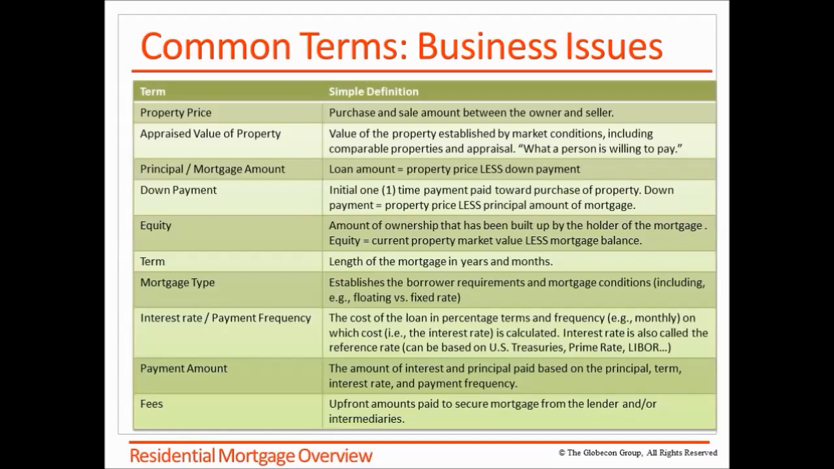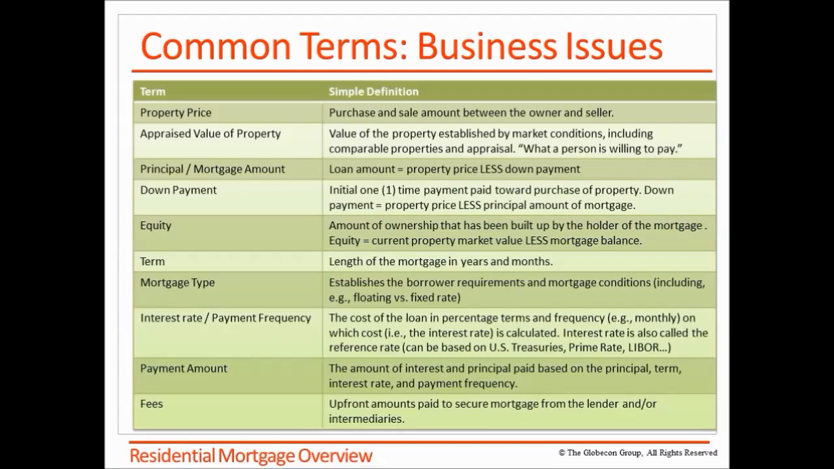So then you have your principal or mortgage amount. This is the loan amount, which is the property price minus the down payment. For instance, in our continuing example, if you have a property price of $200,000 and you put $20,000 down, you're going to have a loan amount of $180,000. Your down payment is the initial one-time payment paid towards the purchase of the property. In our example, it was $20,000. So it's the initial payment that's paid.